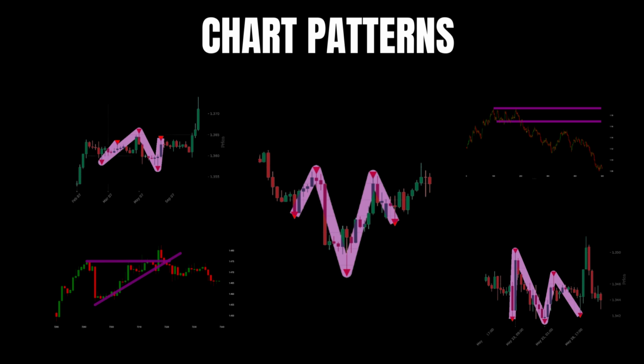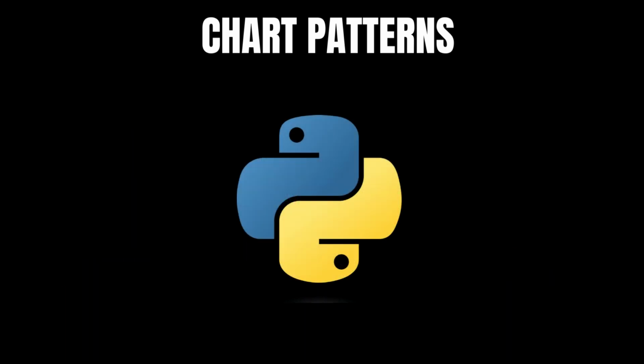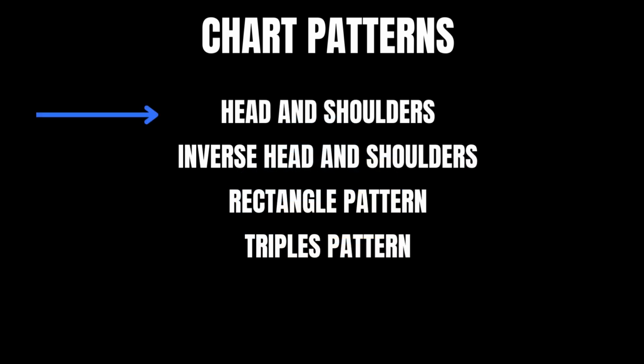In this video, we will automate finding various chart patterns using Python. The patterns we will look at are: 1. Head and shoulders, 2. Inverse head and shoulders, 3. Rectangle pattern, 4. Triple patterns. By the end of this video, you will know how to detect them yourself.